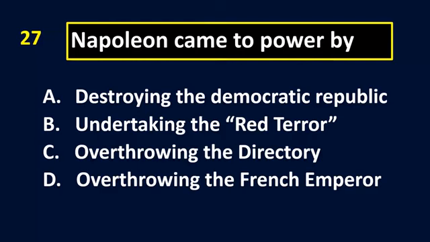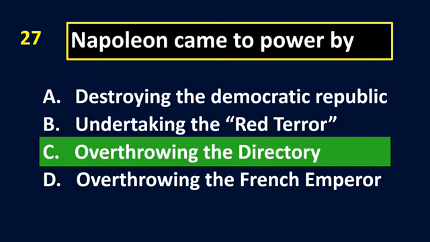27. Napoleon came to power by A. Destroying the Democratic Republic, B. Undertaking the Red Terror, C. Overthrowing the Directory, D. Overthrowing the French Emperor. The answer is C. Overthrowing the Directory.